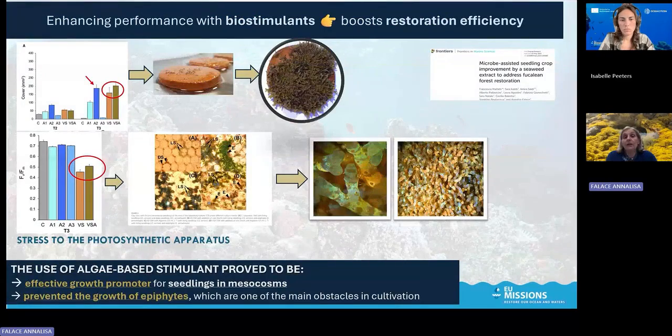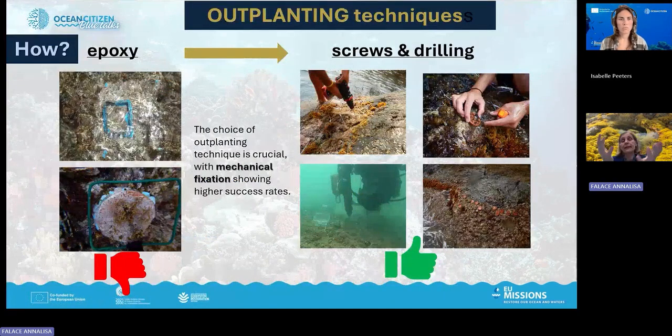We are now working a lot, investing a lot on the use of biostimulants that we produce from other algae. At present, we are working on green algae, as for example Ulva, that are very rich in hormones that seem to help the growth, they boost the growth of embryos in the culture, as you can see in this photo. When the embryos have to be outplanted in the field, we have developed 2 different techniques.